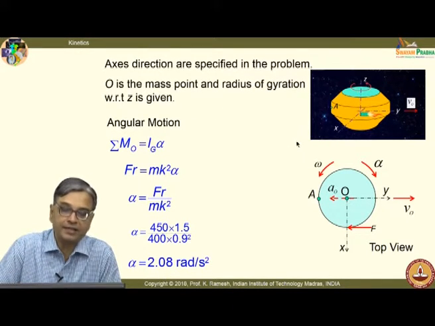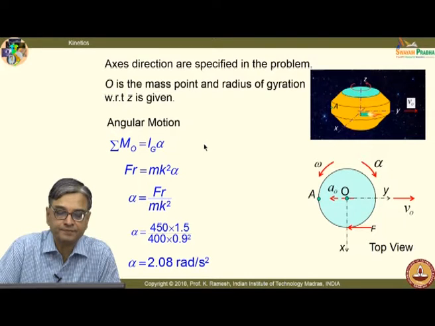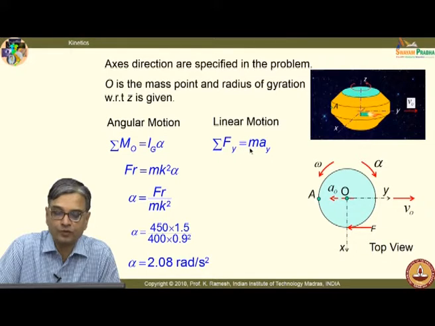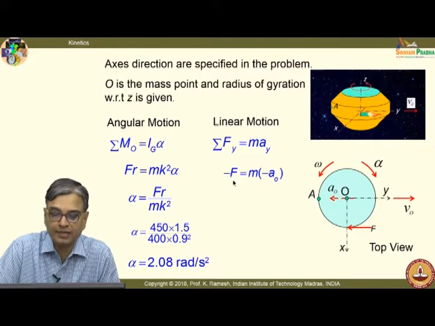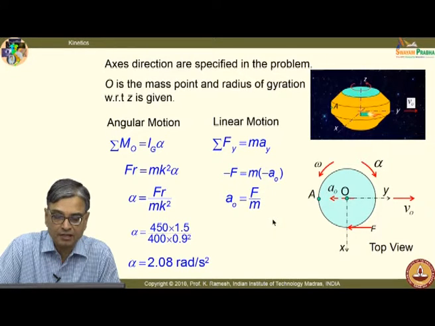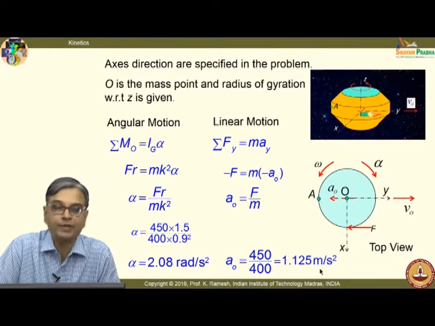Now, let us look at the linear motion. I have F_y equal to m a_y, and we are given the coordinate axis. With respect to the coordinate axis, I can also put the sign of the quantities, and all these quantities are given, F and m are known. So, I can find out a naught, and a naught is 1.125 meters per second square.